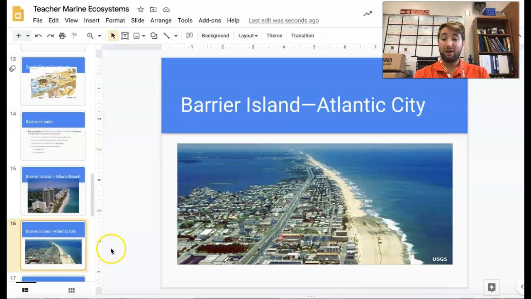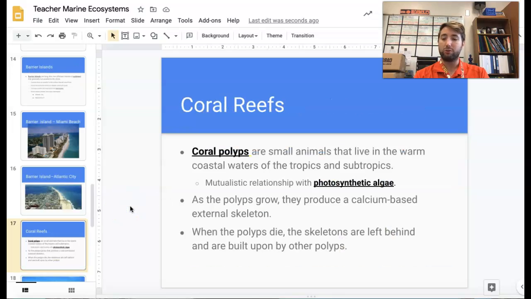This one is Atlantic City. Atlantic City, as you can see, is like the long barrier island here. And a lot of times you have really long bridges and a lot of stuff like that to help you get to the barrier island because it's off the coast.